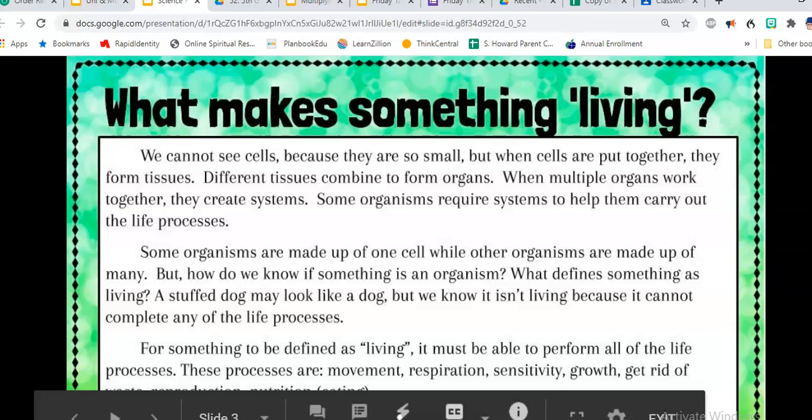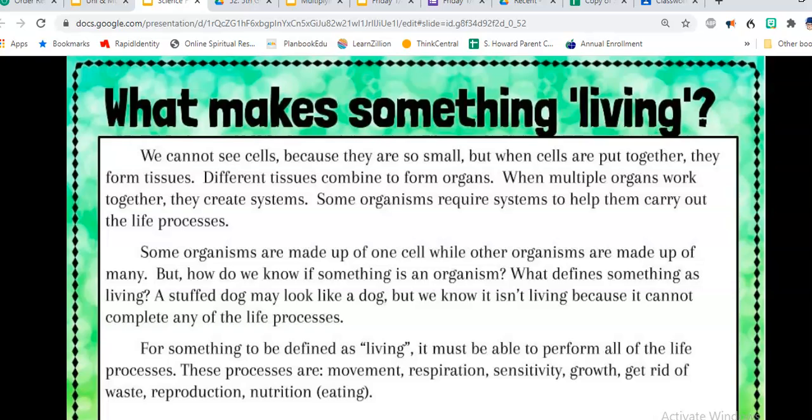Anyway, a stuffed dog may look like a dog, but we know it isn't because it cannot complete any of the life processes. For something to be defined as living, it must be able to perform all of the life processes. These processes are movement, respiration. In humans, that would be we breathe so that we can burn the calories that we eat. In plants, that would be when they do photosynthesis, they take in that carbon dioxide and give off oxygen.